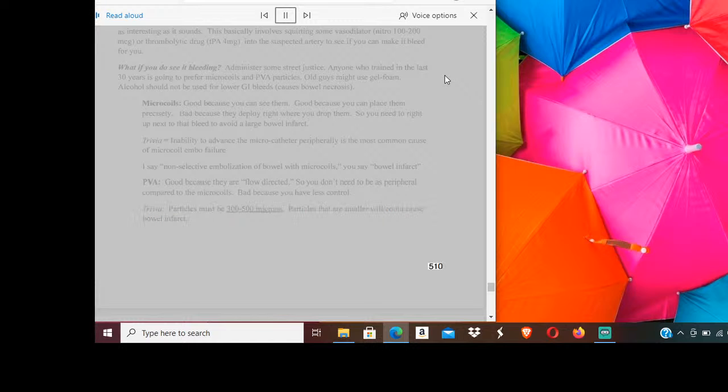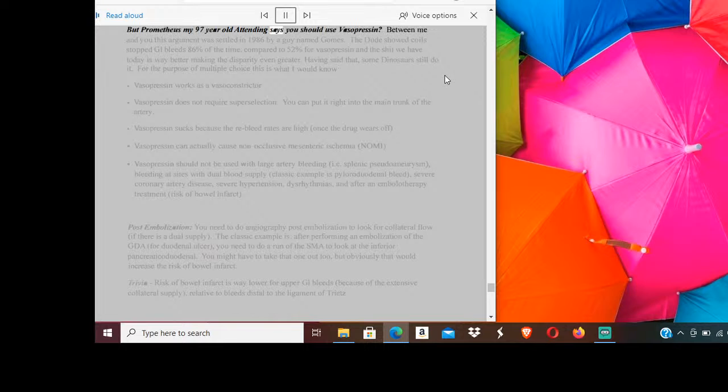But Prometheus, my 97-year-old attending, says you should use vasopressin. Between me and you, this argument was settled in 1986 by a guy named Gomez. The dude showed coils stop GI bleeds 86% of the time, compared to 52% for vasopressin, and the stuff we have today is way better, making the disparity even greater. Having said that, some dinosaurs still do it.